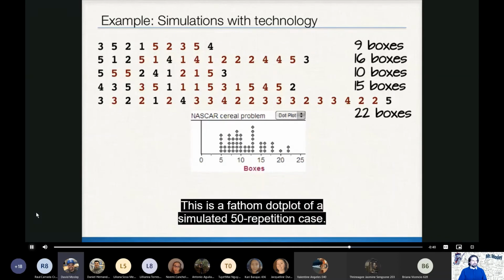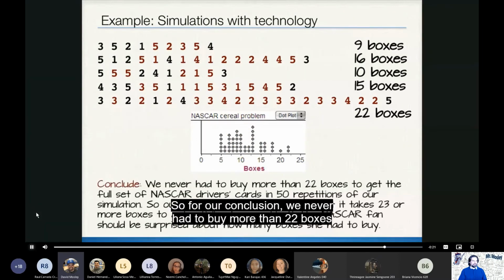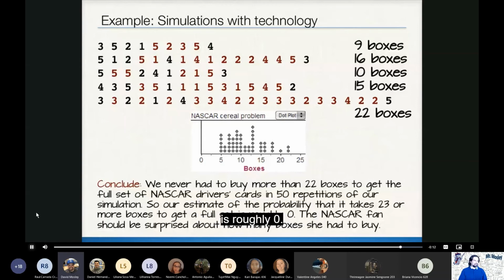This is a Fathom dot plot of a simulated 50 repetition case. Notice in this dot plot, there was never an instance where we had 23 or more boxes necessary to get the full set. In fact, in most cases, it only took around 10 to 12 boxes or so to get the full set. So for our conclusion, we never had to buy more than 22 boxes to get the full set in our simulation. So our estimate of the probability that it would take 23 or more boxes to get a full set is roughly 0.